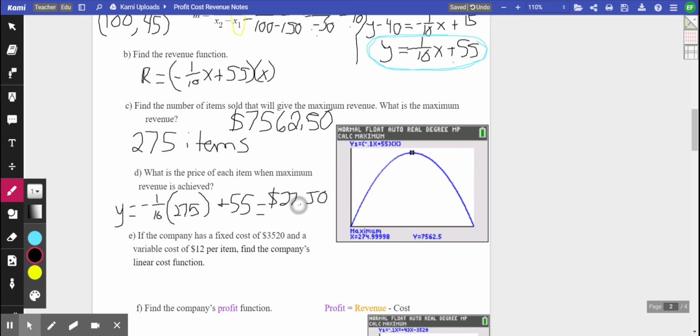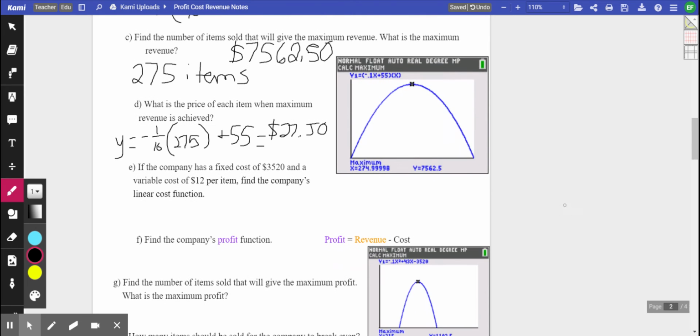So our little sweet spot for this item, whatever they're selling here, we want to list the price at $27.50. That way we're going to maximize our profit, because we know at that price point, we're going to be able to sell 275 items.